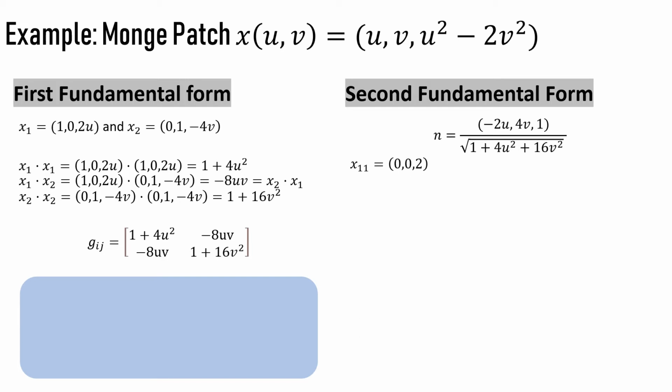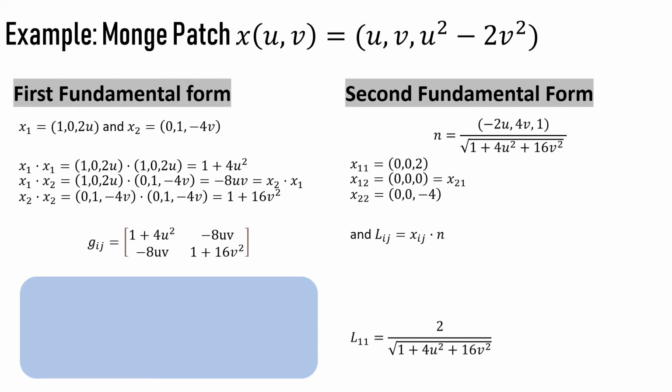And we need to find the second partial derivatives. x11 is (0, 0, 2). x12 is the second partial derivative, first by u then by v. So we have the derivative (0, 0, 0) because we considered u as a constant, so it's going to be 0. And that's going to be the same for x21. And x22 is going to be (0, 0, minus 4). And we can calculate that L_ij equals x_ij dot product n.